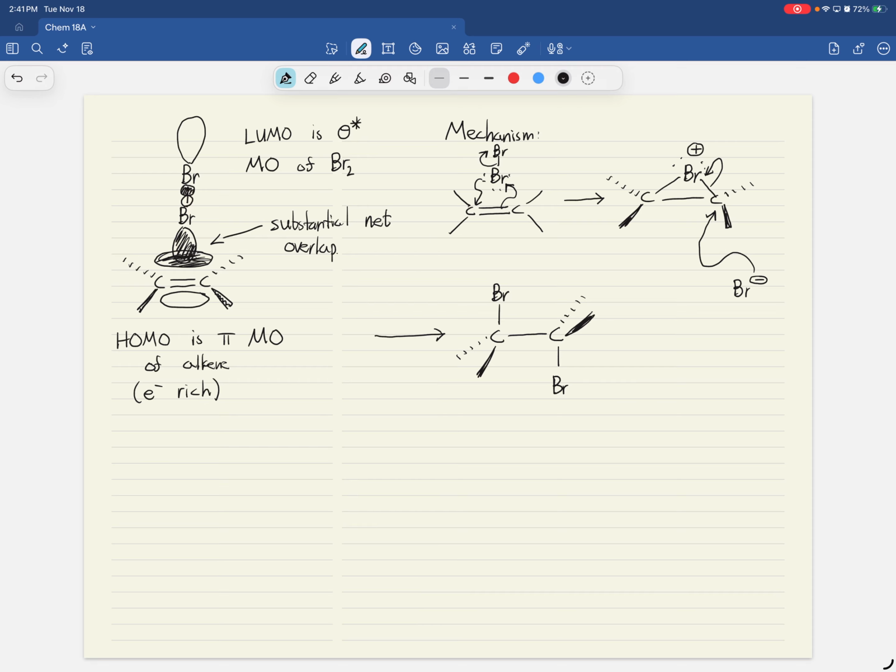So you get trans addition of the bromine atom. See the bromines? What's the relationship between the bromines now? Anti-addition, right? So they're trans from each other in this situation. So they've added across the double bond in a trans fashion. All right. Let's do some examples and see if we can predict the product.